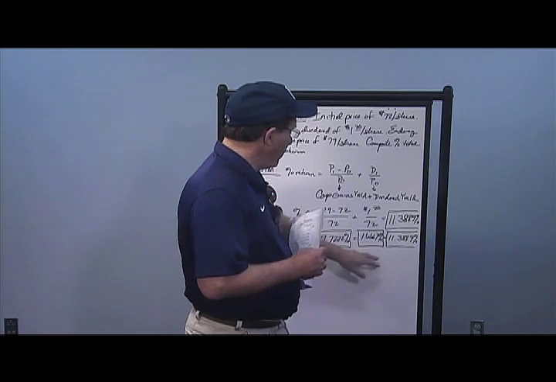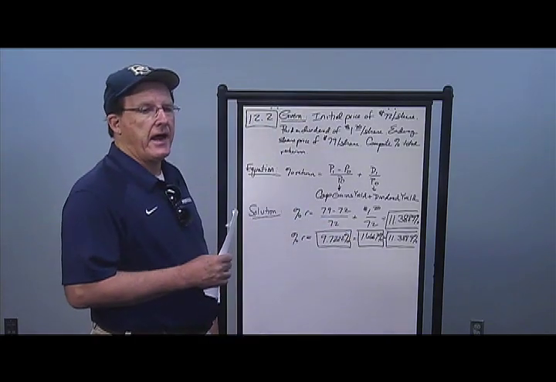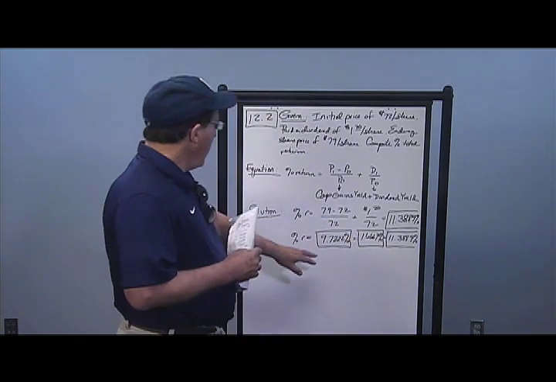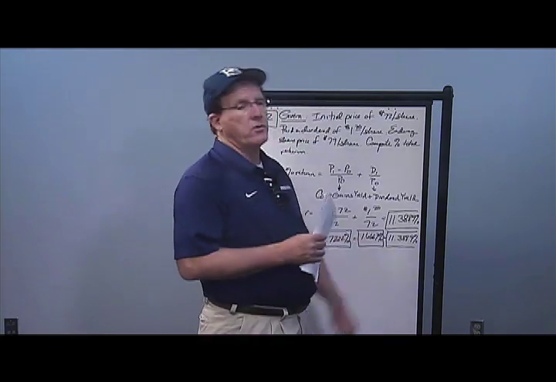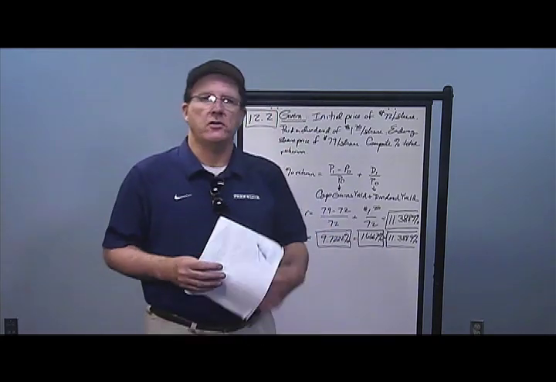So I add the two pieces together, and I should get 11.3889 as I did in problem number 1. So capital gains yield plus dividend yield equals total percent return. There are your answers for problem number 2.